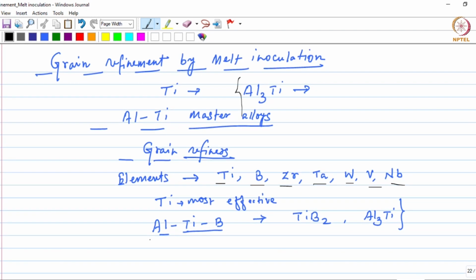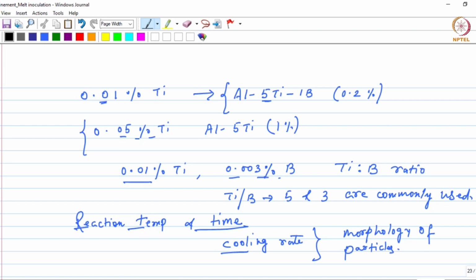For example, in this kind of aluminium titanium boron master alloys, the ternary master alloys that you have, this will also provide you an additional nucleating surface in the form of TiB2 particles. And then we talked about the concentrations of such grain refiners which is needed for the grain refinement, and we have seen that these are added in very minor quantities like 0.01% to 0.05% in that range.